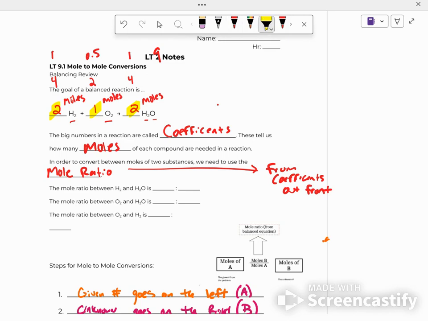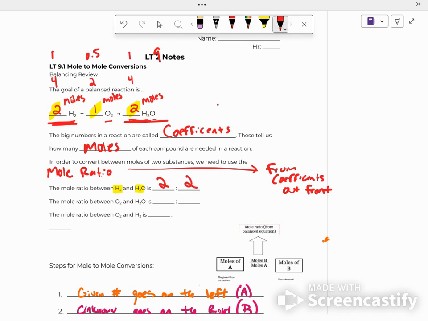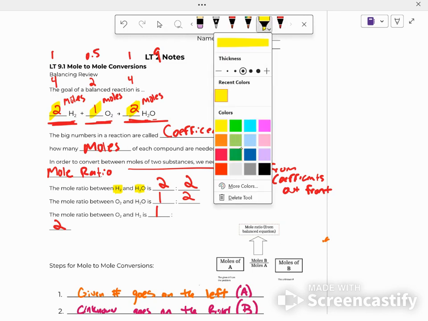For the mole ratio between hydrogen and H2O, all you have to do is look at the coefficients in front. Hydrogen has a 2 in front, so it's 2. Water has a 2 in front, so it's a 2 to 2 ratio. What's the mole ratio between oxygen and water? You have 1 mole of oxygen and 2 moles of water. And the mole ratio between O2 and H2 is 1 mole of O2 for every 2 moles of H2.